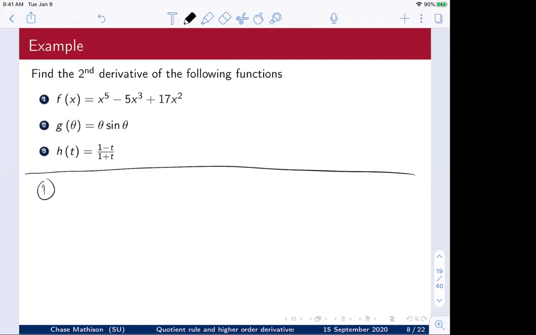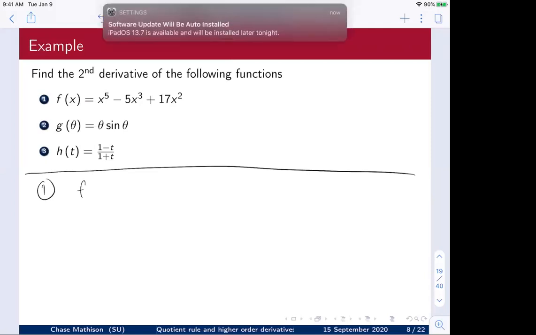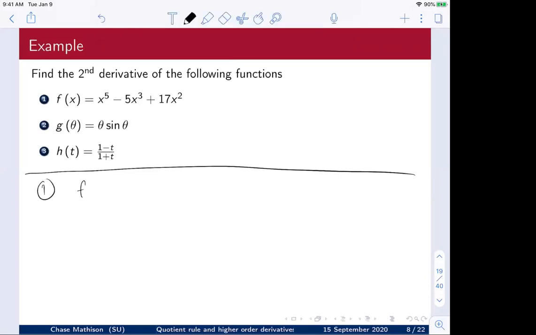well, to find the second derivative, you're always going to have to find the first derivative. So first, f prime of x is equal to what? Five x to the 4 minus 15x squared plus 34x. Yeah, perfect. Everyone said it. That was beautiful. That was a chorus of beautiful mathematics, and I loved it.